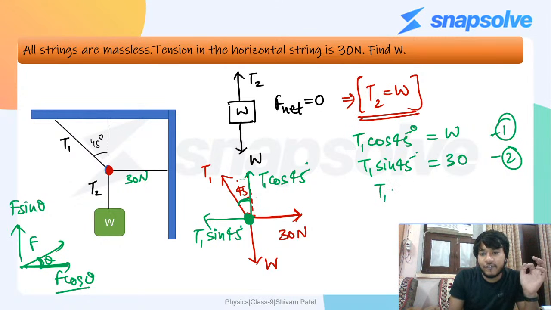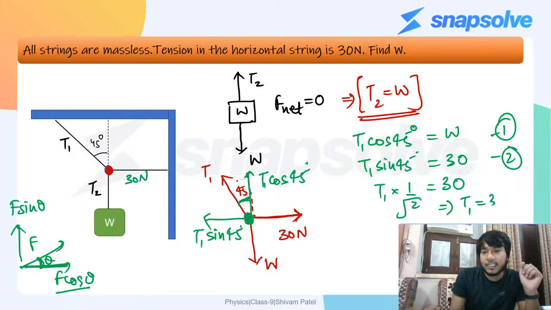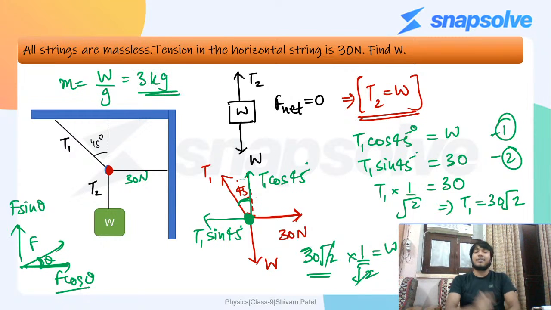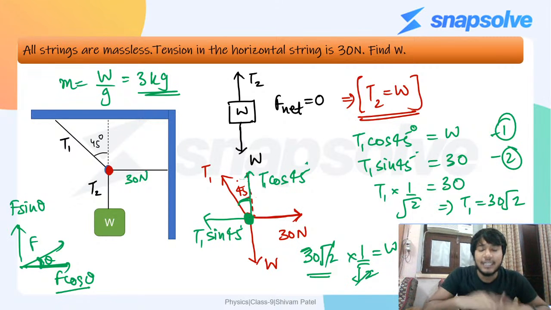Now sine 45 is 1 by root 2. So put the value. You'll get the value of T1 as 30 root 2, right? Now substitute this value of T1 in first equation. What we'll get? T1 as 30 root 2, multiplied by cos 45, which is 1 by root 2, is equal to W. So what we got? W is equal to 30 Newtons, as the weight should be in Newton. It is a force, right? And suppose we were asked to find the mass, you'll get the value of mass as W by g, which is 3 kg. So mass of the body is 3 kilograms and the weight of the body was 30 Newton.